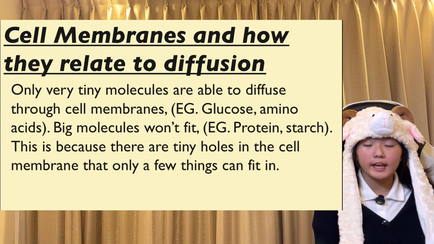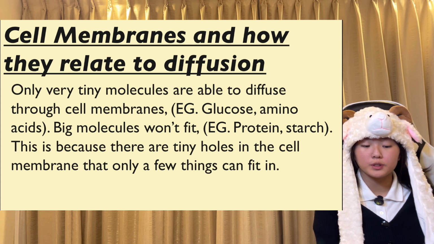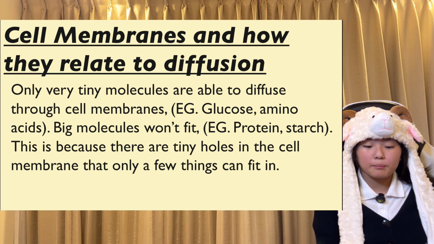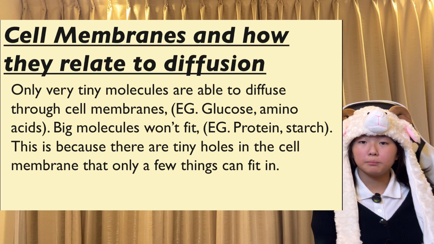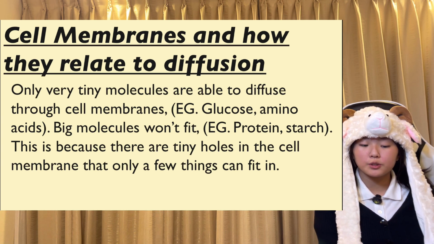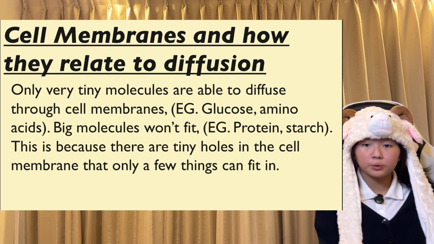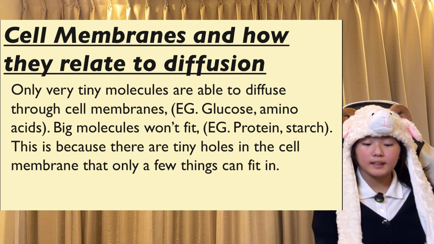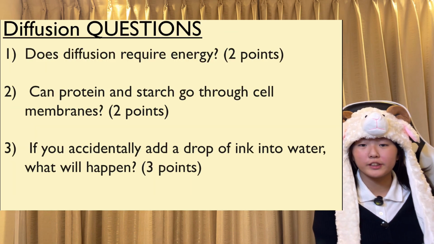Only small, tiny molecules are able to diffuse through cell membranes. For example, glucose or amino acids. Big molecules like protein and starch won't fit. This is because there are tiny holes in the cell membrane that only tiny things like glucose and amino acids can fit through. I'll give you a few questions to test your understanding on diffusion.